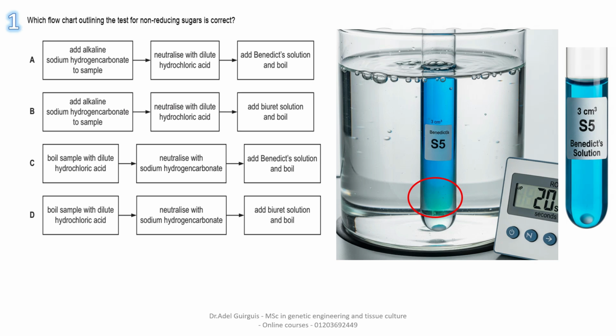Okay, the first color change appears in each test tube. I think all these steps match with letter C. Boil with dilute hydrochloric acid. Yes. Okay. Neutralize after cooling, neutralize with sodium hydrogen carbonate powder, then adding Benedict solution and boil. So the answer is C.